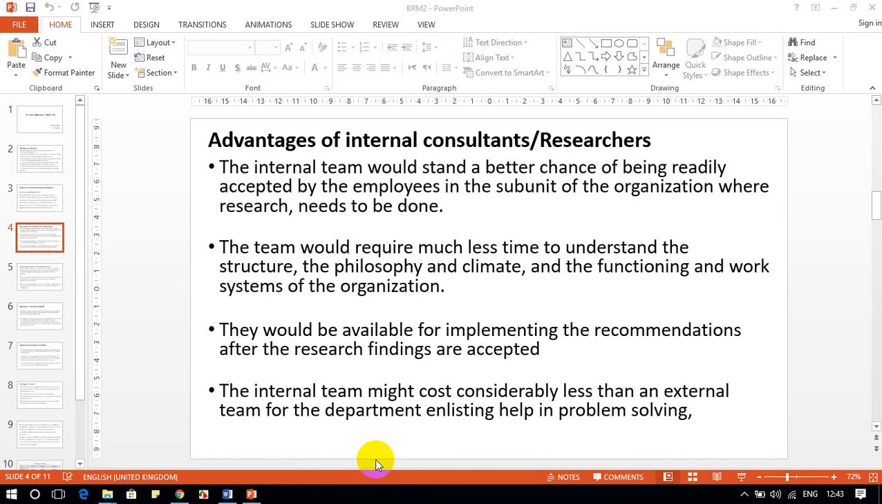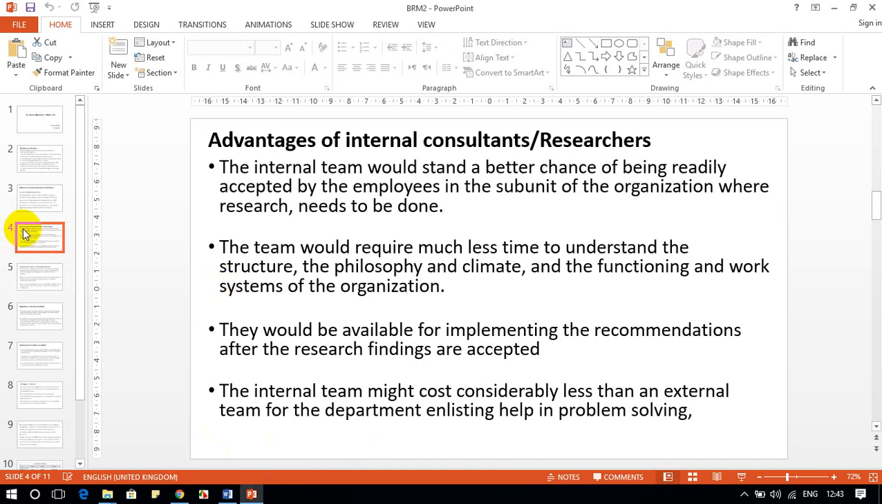The first thing is that there is a higher chance of being ready and making the research successful. The second thing is that, with respect to time consumption, there is low time consumption toward the internal consultant or internal research. The third point is that recommendations and ideas are more preferable. And the last thing is that there is low cost during the research.